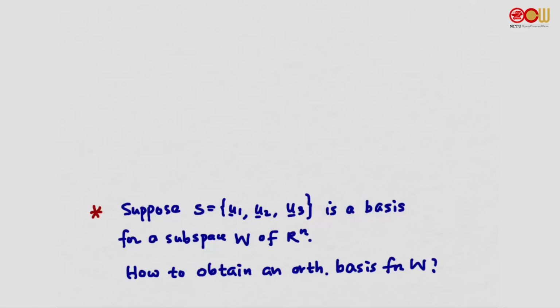S is a basis for a subspace W of Rn. How to obtain an orthogonal basis for W? Don't worry, we are not going to ask for the case that S has 4 vectors. We will stop at 3. So let's work on the case. If we have 3 vectors, and we would like to convert it to an orthogonal basis.